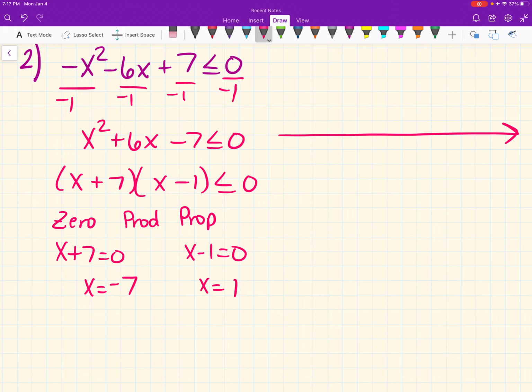So I draw my number line, I put my -7 and my 1 on there. I decide, do I have open or closed circles? I have closed circles, and now I have to test each section. So over here, I might test -8 and see if that's true. In this case, that makes this true. In between these two, I would test 0. 0 does not make our inequality true. It makes it false. And this one's true over here.